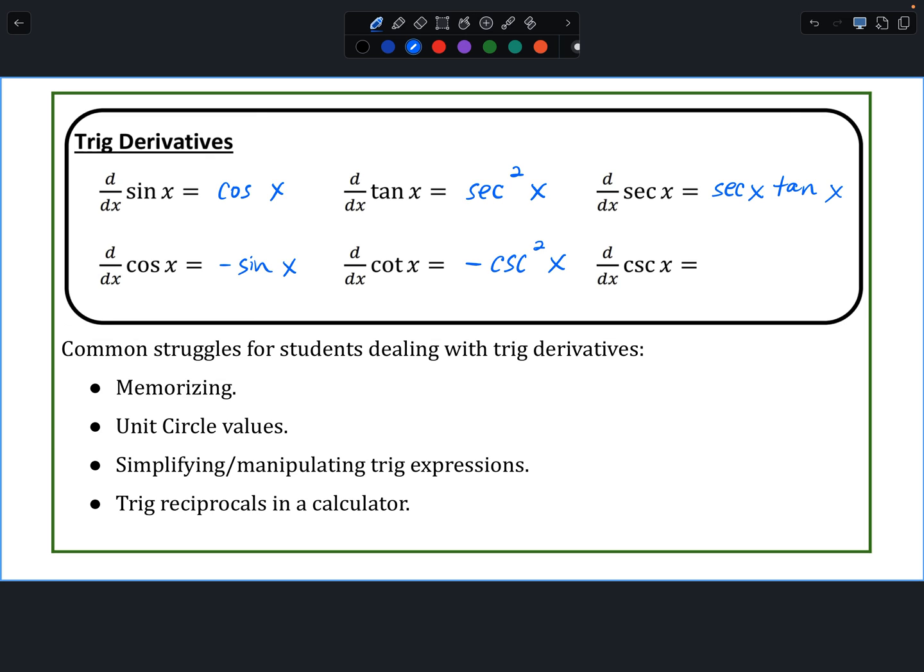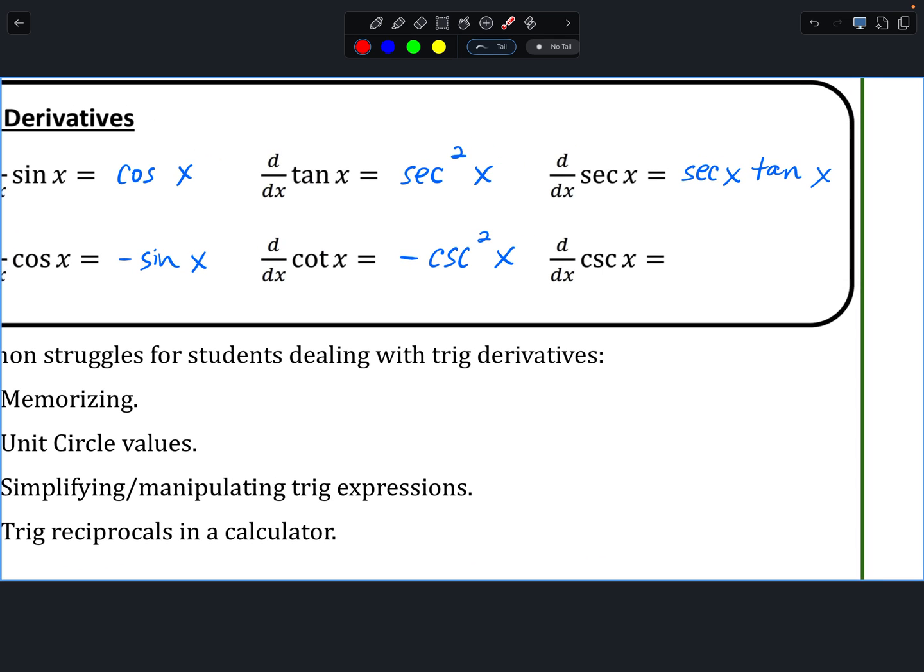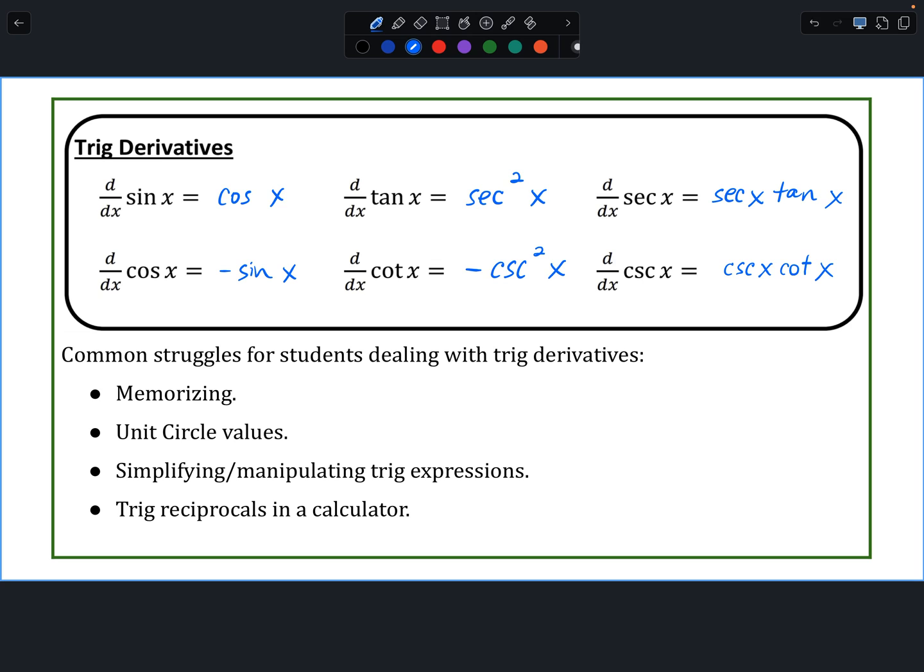Which means the derivative of cosecant, so basically try to apply the same logic. What do you think the derivative of cosecant would be? Cosecant of x times cotangent of x. Now, something cool is that this is cosine, this is cotangent, and this is cosecant. Do you see how the derivatives of these are negative? So is this one. If the function is co-something, the derivative is negative. So cotangent, cosine, cosecant, all those derivatives are negative.